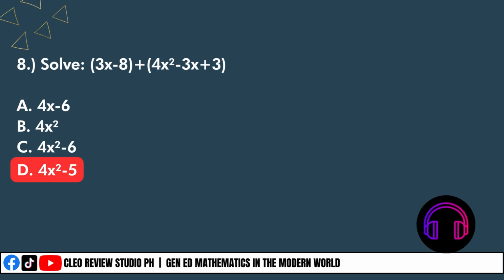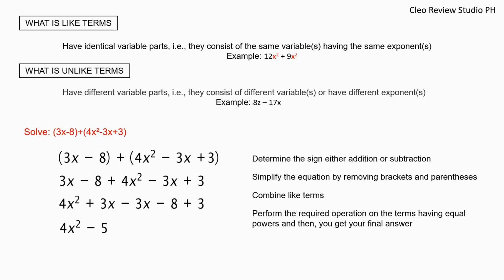Time's up. The correct answer is option D, 4x squared minus 5. Here's my solution. Tandaan, only like terms can be combined at sila lang ang pwedeng i-add at i-subtract.